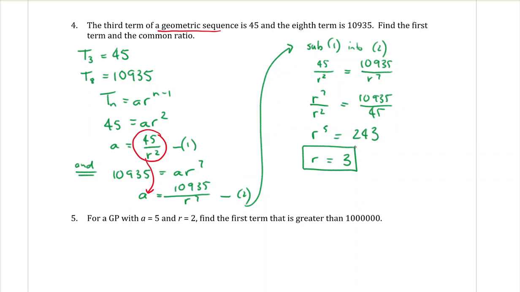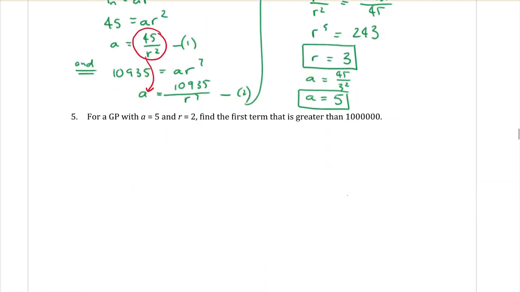So let's go back into the first one. So a will be equal to 45 over 3 squared, which is 45 over 9, which of course, yes, is 5. Okay, so I found my first term and my common ratio. These are kind of fun. They take a little bit of working out sometimes, but yeah, they often come out nicely. Don't always expect perfect answers though.